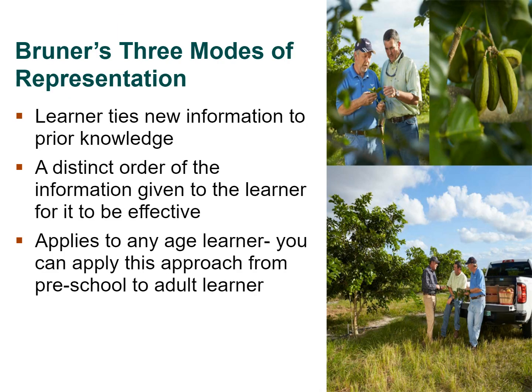The 3 modes of representation are, first, that the learner must be able to tie new information to prior knowledge. They have to build upon past experience or knowledge. Second, there must be a distinct order of the information given to the learner for it to be effective. And third, this theory applies to any age learner. You can apply this approach from preschool to an adult learner.